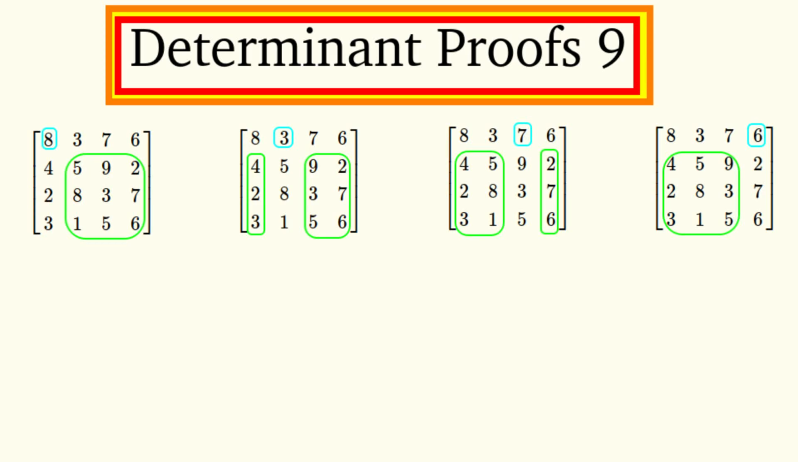As we work our way across the top row, we'll add all of the permutations in the minor matrix circled in green to the corresponding entry that's circled in blue, and so we can get all of the next order of permutations that correspond to this larger matrix.